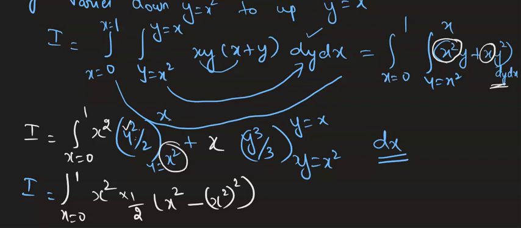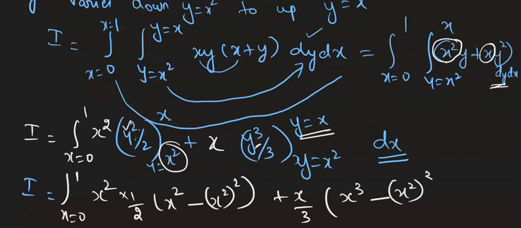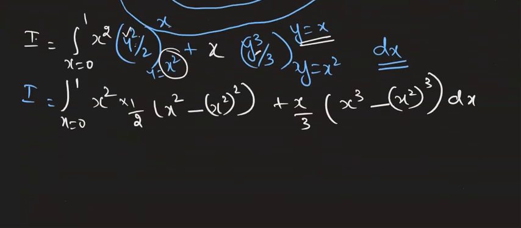So x square, the whole square will become x power 4. And for these two terms, 1 by 2 is there. Plus x by 3 into, again for y I am replacing by x, so I will get x cube minus x square the whole cube dx. So what I have to do, I have to simplify these terms and then integrate with respect to x. Okay. So this is x square, this is x square.